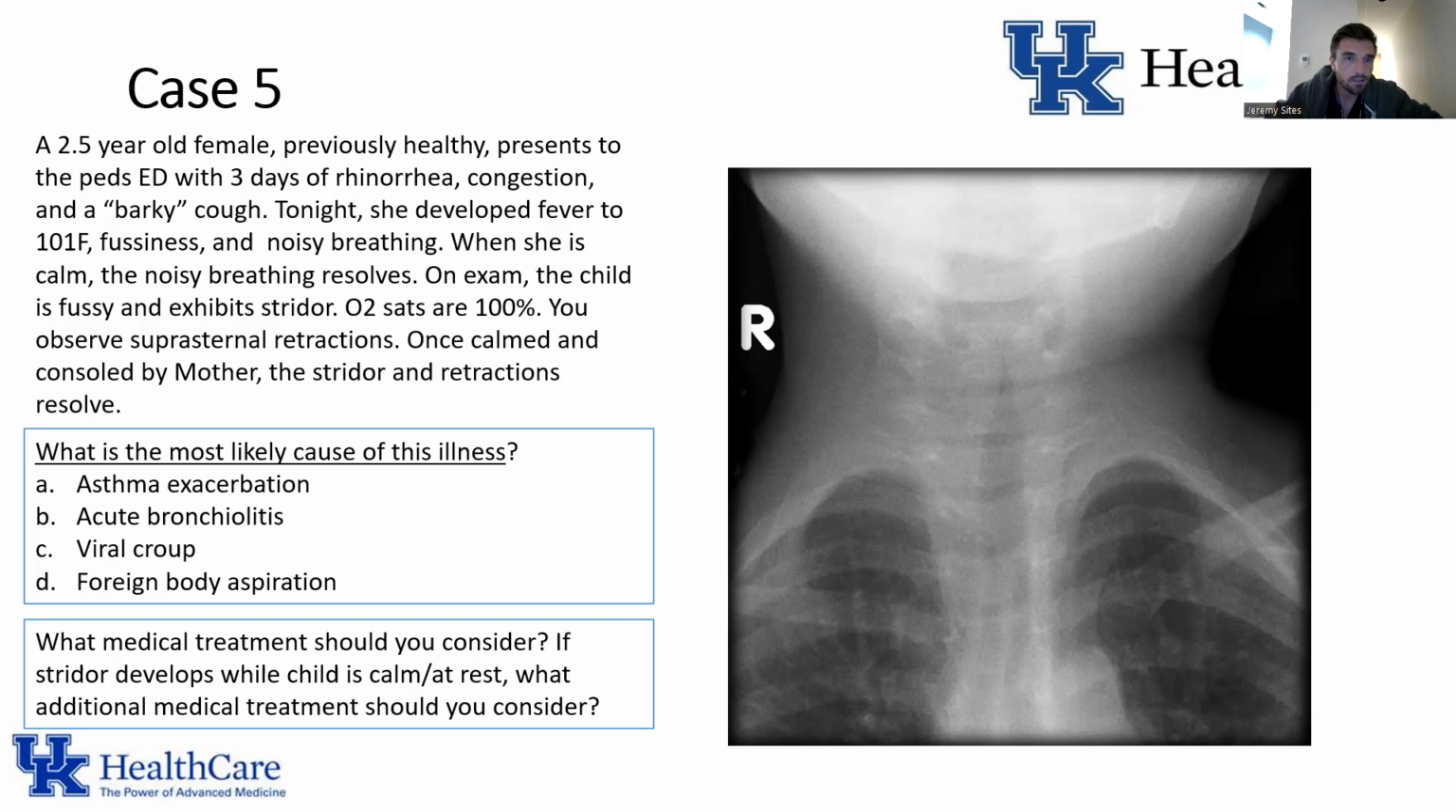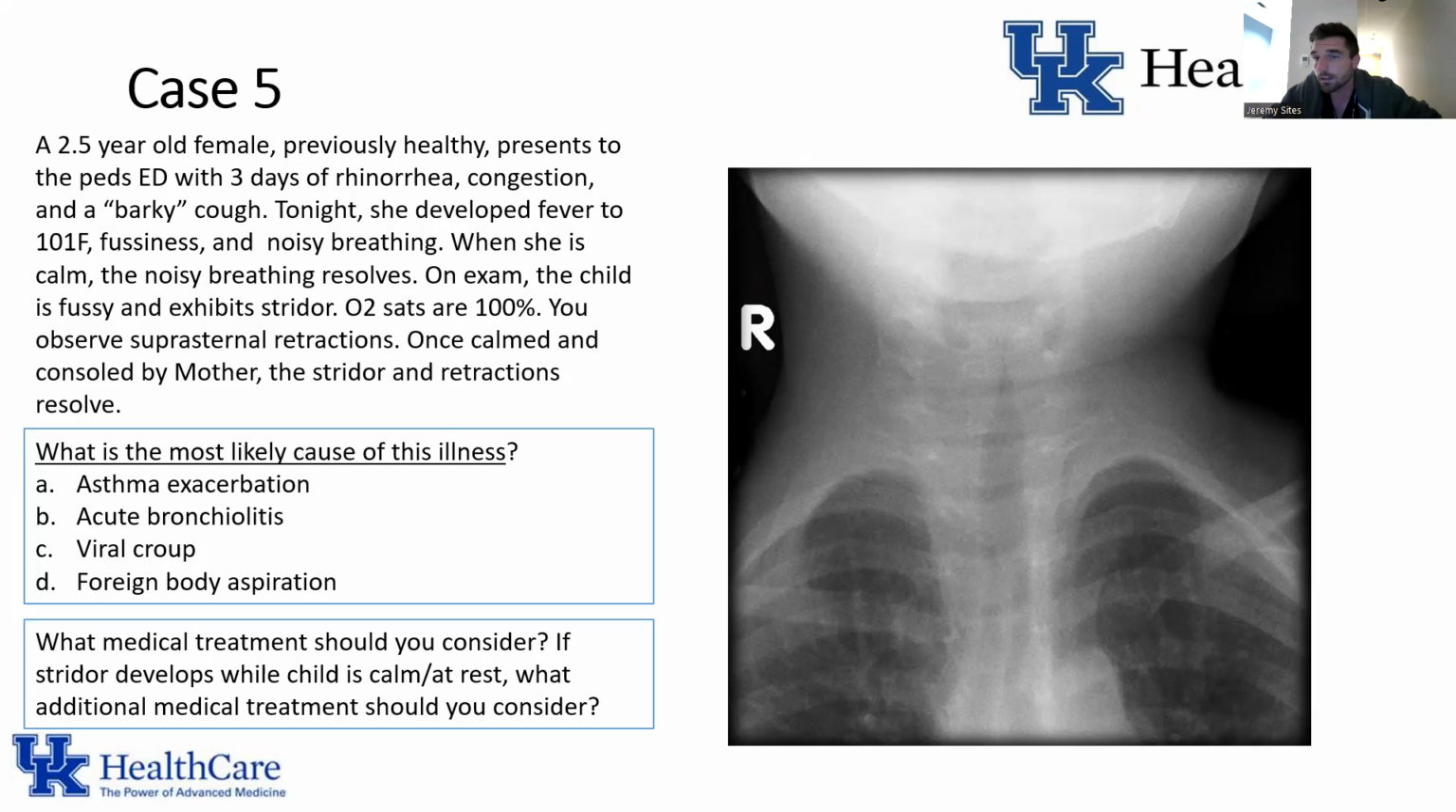This child has clues of a viral prodrome with a few days of rhinorrhea, congestion, barky cough. Again, that should clue you to thinking about croup. And then the other thing that really gives this away and moves you away from the diagnosis of foreign body aspiration is that the child looks better when calmed and consoled by mom. If this is a foreign body sitting somewhere in the upper airway, changing positions and calming a child won't result in alleviation of the upper airway symptoms.